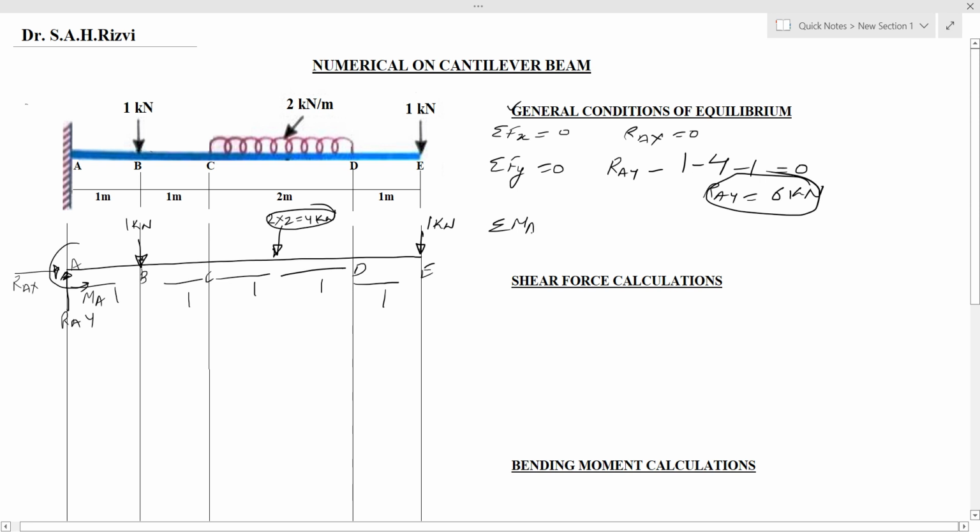And the third general condition of equilibrium is sigma MA equals 0. Sum of all the moments acting on the beam are 0. And we can see that at point A there is a moment MA that is lifting the beam upward, and the rest of the forces, that is 1 kilonewton, this 1 kilonewton, this 4 kilonewton and 1 kilonewton, are making downward movement to the beam, so they will be treated as negative. So minus 1 into perpendicular distance from point A is 1, minus 4 into perpendicular distance is 3 and minus 1 into perpendicular distance is 5. From here we can find out the value of MA and it is coming 18 kilonewton meter.